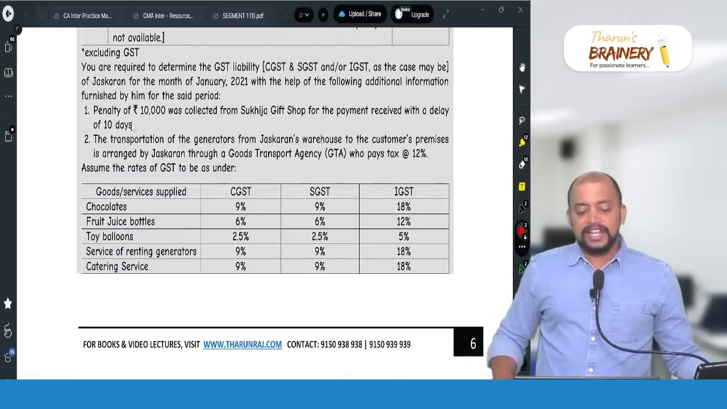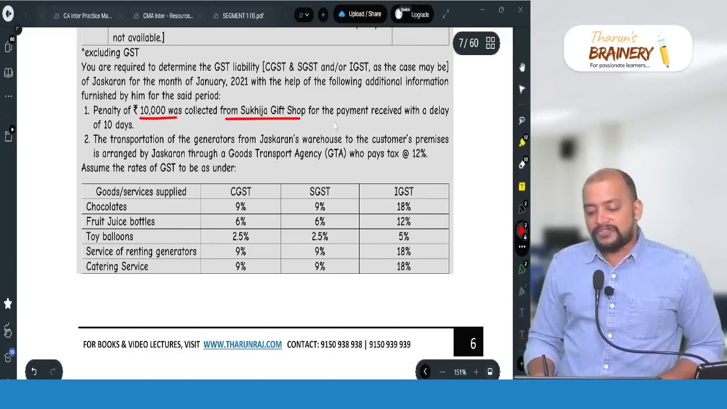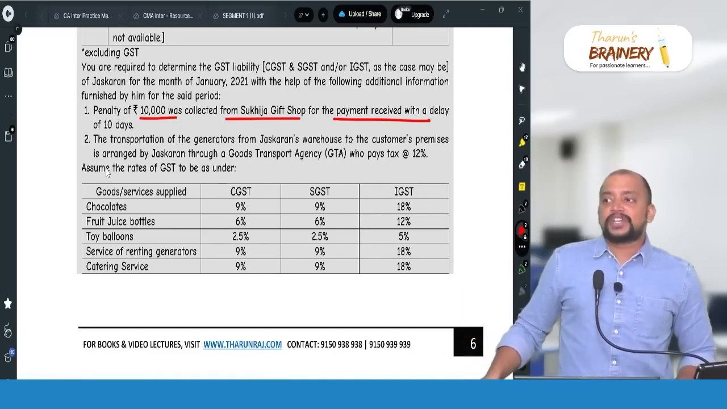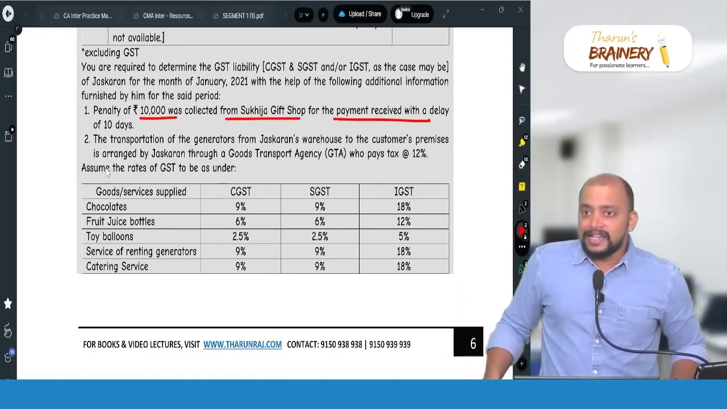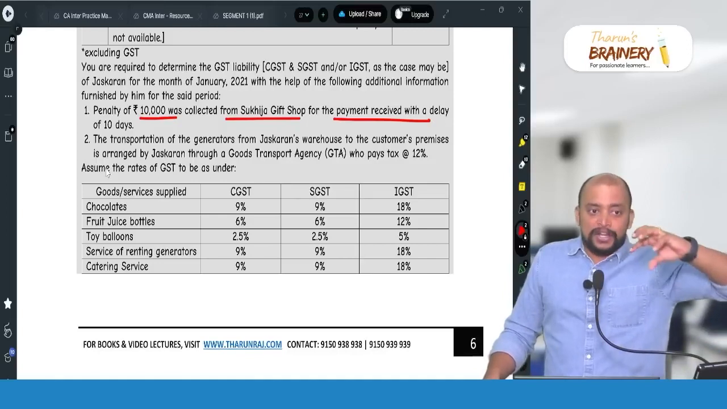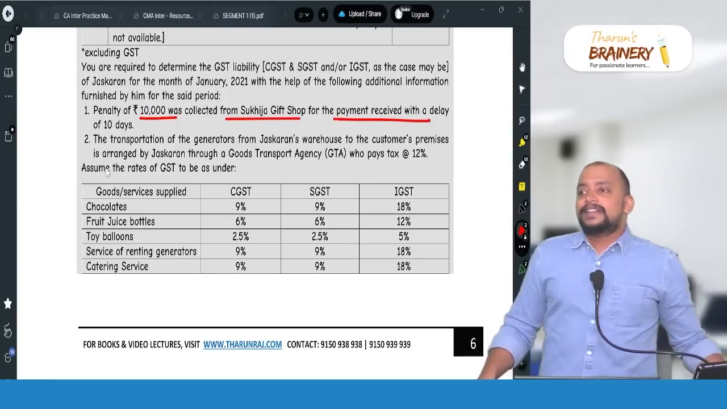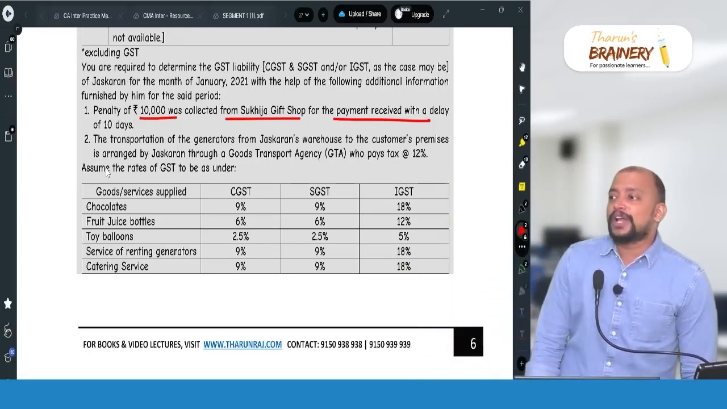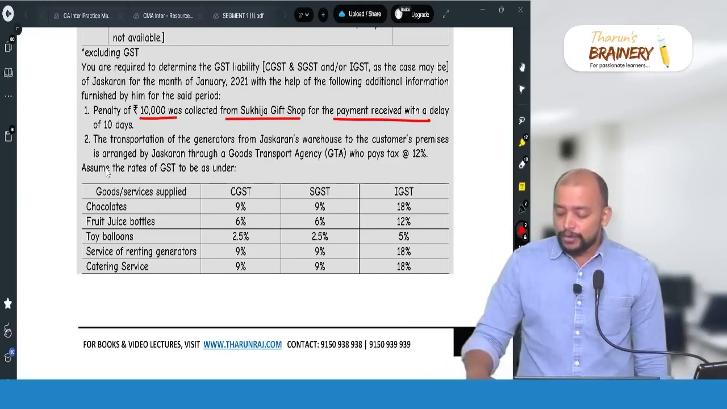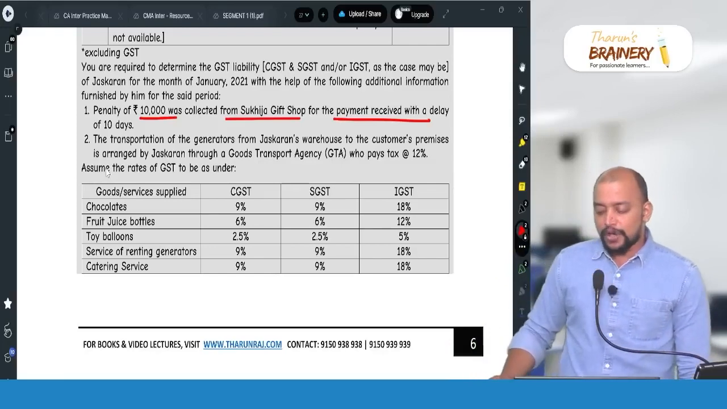But here there is one penalty. So, penalty of 10,000 was collected from Shukija gift shop for the payment received with a delay of 10 days. So, as per section 15, subsection 2, clause d, interest, late fee, penalty for delay in receipt of consideration should be included in the value and chargeable to GST at the rate applicable to the original supply. And in the absence of information, interest should be assumed to be inclusive of GST. Therefore, this 10,000 will be inclusive of GST at 18%. So, into 18 divided by 118, that will be 1,525.